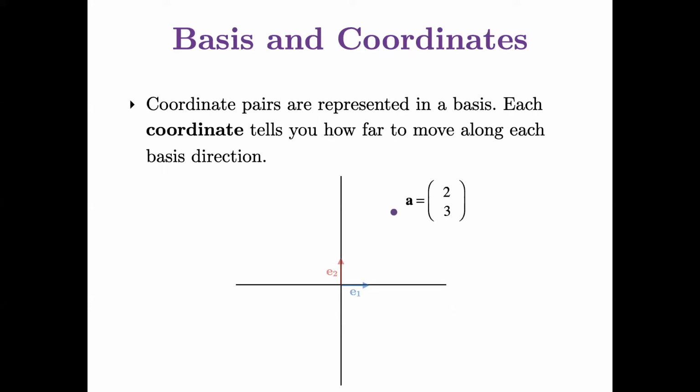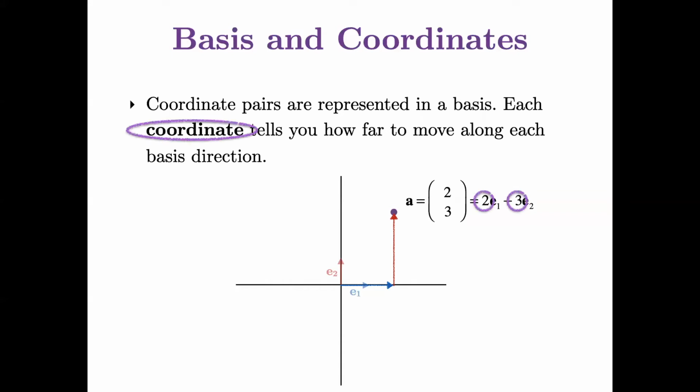Now, each coordinate tells you how far to move along each basis direction. So when I have a 2 in a coordinate pair, I'm saying move 2 along the x-axis, or 2 times the length of E1. And the 3 tells me how far to move along what we traditionally refer to as the y-axis, or 3 times E2. So this is a breakdown into parts according to the basis vectors.